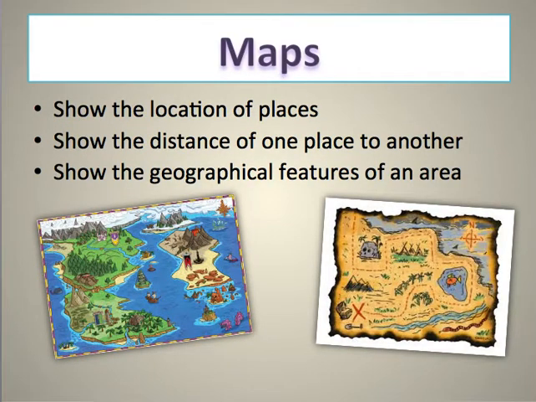Then we have maps. Maps, of course, tell us the location of things, the distance from one place to another, and the geographical features of an area. This is very important because it also helps build connections and it helps the reader visualize the area as well.